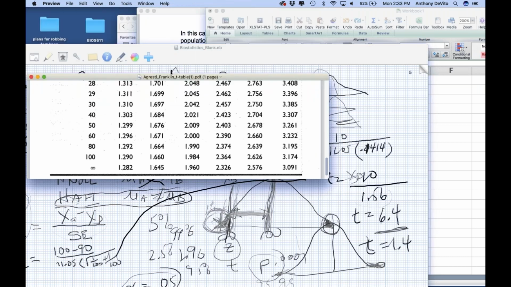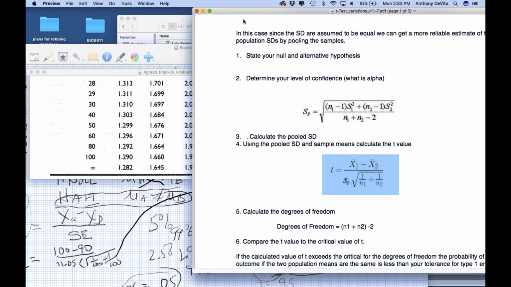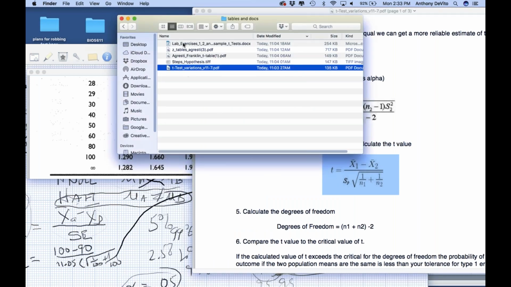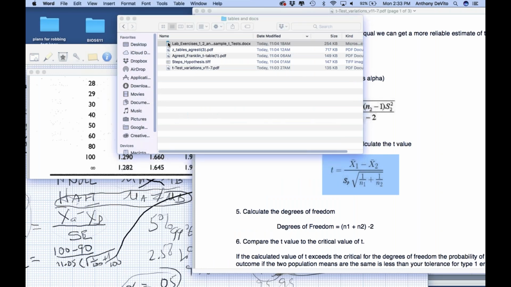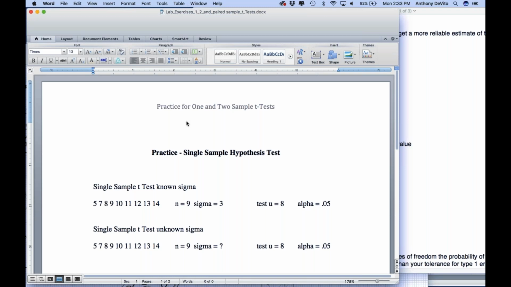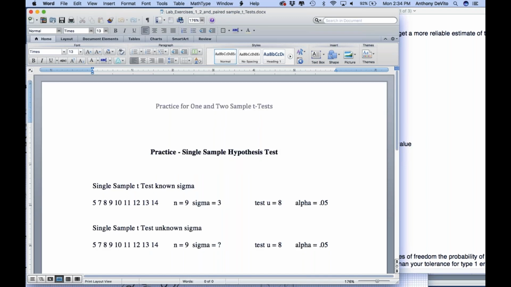Okay, so I'm going to go back to that Word document that I opened up previously, called lab exercises 1, 2, and I think there's a bit more, paired samples. So here is the first problem that I have, a single sample hypothesis test. It's on the first page there.